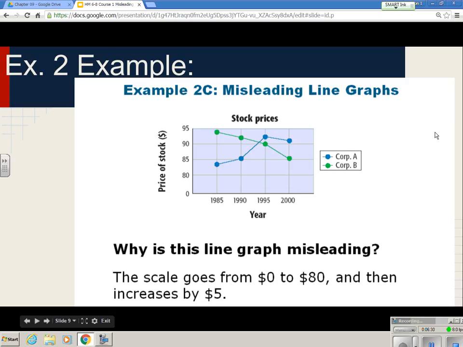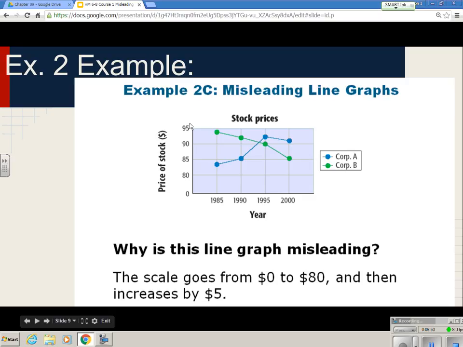Here is another one where we're going to look at two different corporations. This kind of goes along with the graph we looked at in a different lesson. We're looking here at stock prices, and we have the years, and then we have the stock prices in money. And it goes 0, 80, 85, 90, 95.